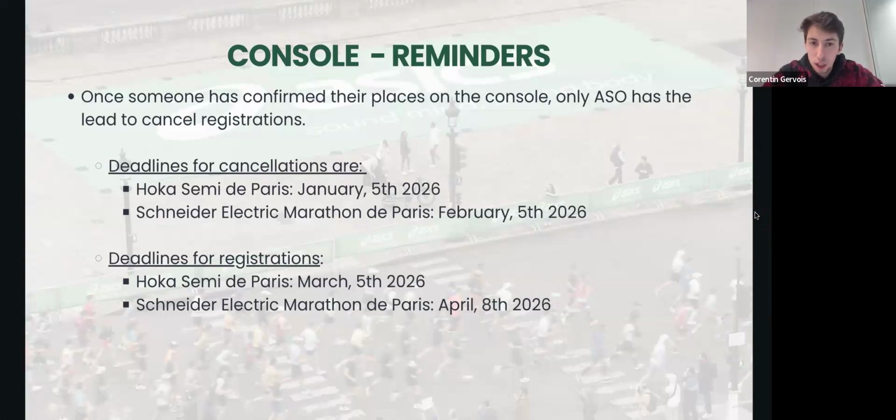So you can still register people between January 5th and March 5th on the half, and February 5th and April 8th on the marathon. It's just you can't remove anyone because their BIP has been sent to the printhouse and they've got their name, flag, and some info on it. So that's why you can't cancel it anymore. But normally we share the dates previously with you, and the dates remain the same as they were.